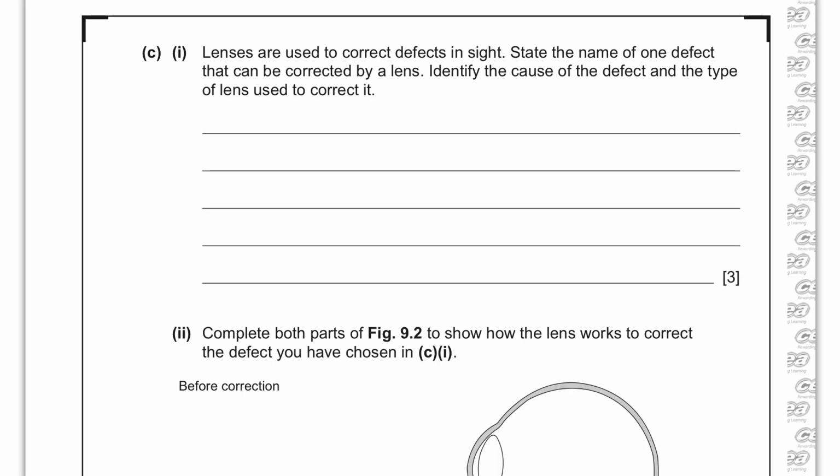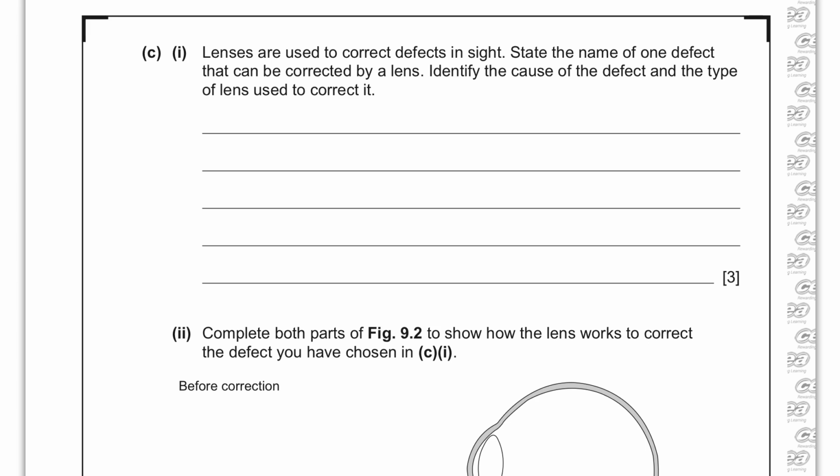C, part 1. Lenses are used to correct defects in sight. State the name of one defect that can be corrected by a lens. Identify the cause of the defect and type the lens used to correct it. Okay, so for myopia, this is someone who can see close things, they just can't see far away things. And so when they try and look at far away things, their lens converges the rays too much and they meet before the retina. You could also argue that the eyeball itself is too long. That's also why they meet before the retina.